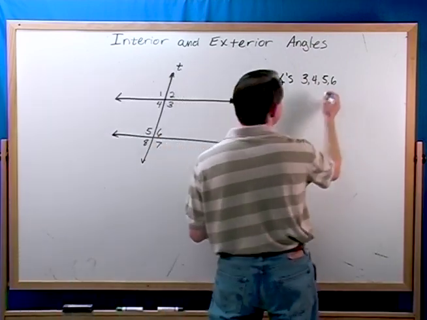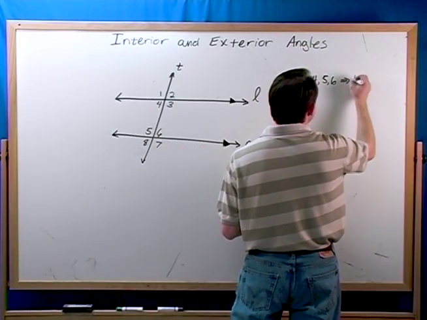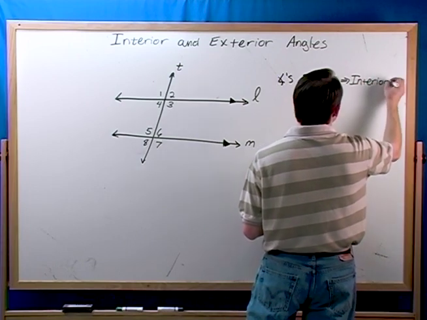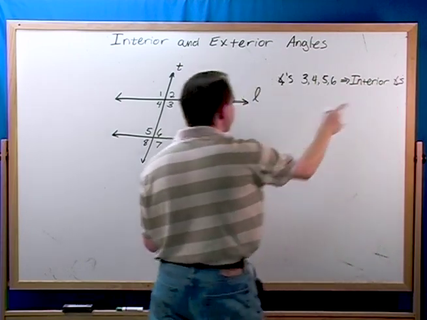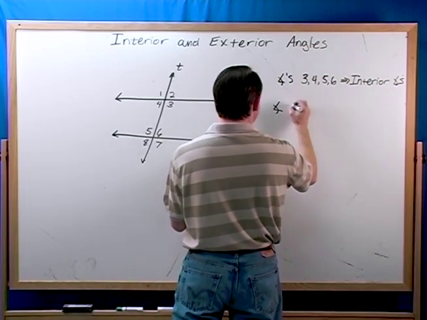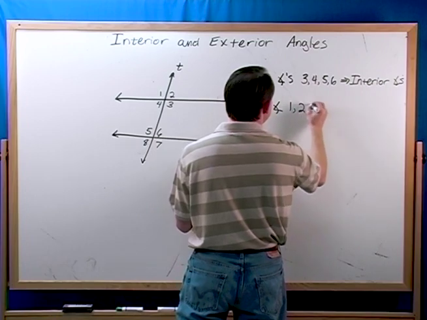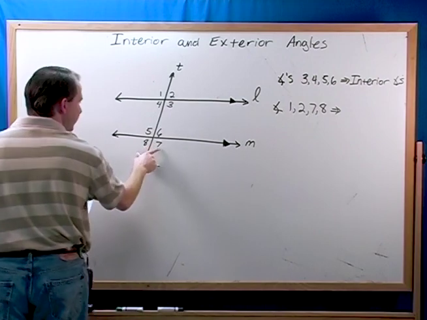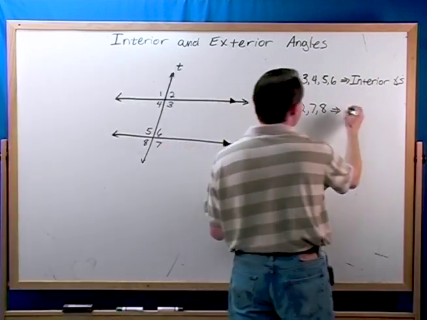They are called interior angles. Okay, they're called interior angles. And angles 1, 2, 7, and 8, they are called exterior angles.